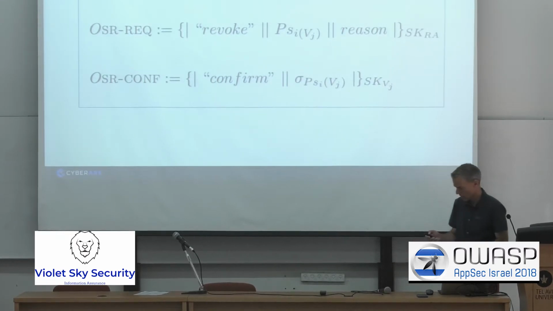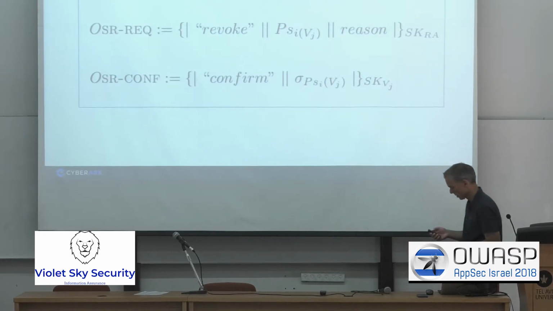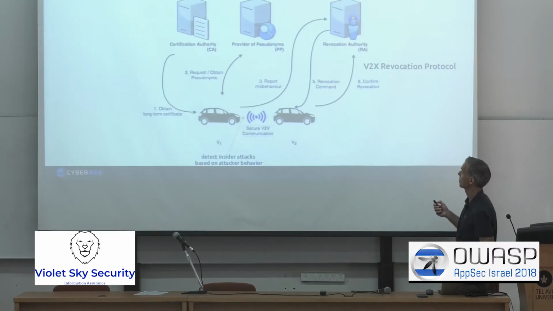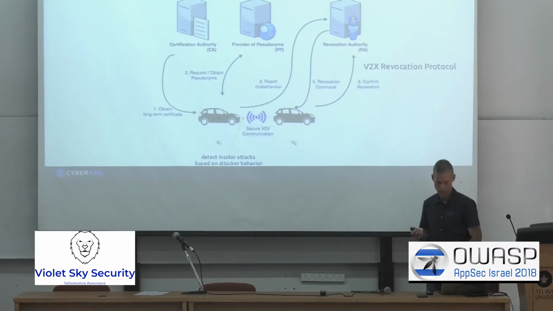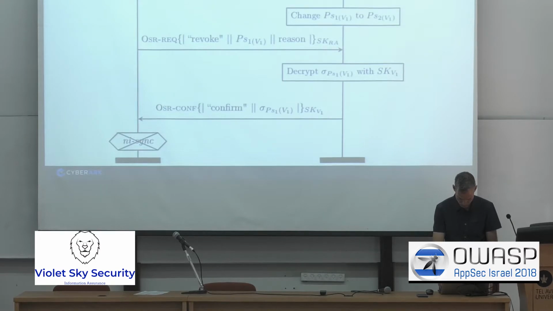revoked. The issue here, and this is the miss in this version of the protocol, is that they encrypted everything with the vehicle private key. This is the vehicle private key. And if you remember, the revocation authority doesn't know anything about the vehicle. It just knows the pseudonyms. So it actually doesn't have the public key of the vehicle, and it cannot check the confirmation, okay? So this is what we're going to look at now.